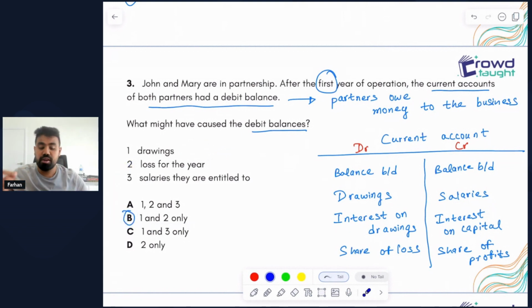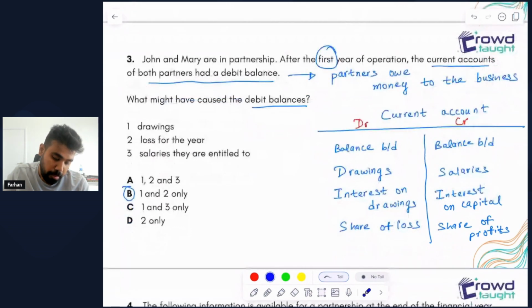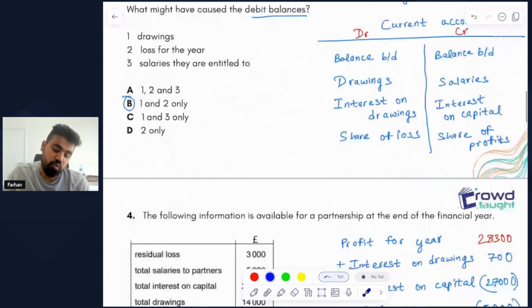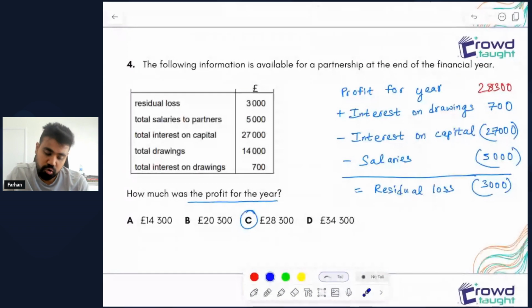Again, this is very basic, but it tests your understanding of using the current account properly and understanding what things need to be included within the current account, so that way you can ensure that you're not making any mistakes and getting full marks in your exam. Okay, so let's move on to question number 4. Something similar to what we have done in question number 2 for our multiple choice questions here.